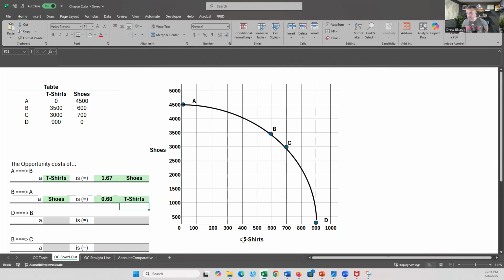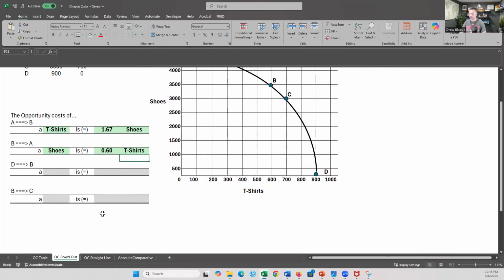And just to let you know, when we're doing this, if you noticed, from A to B is 1.67. If I want to go the opposite way, it's the reciprocal of 1.67. So you could actually divide 1 by 1.67. That would be 0.6. That's another way of doing it. Okay, I'll let you do the last two there.